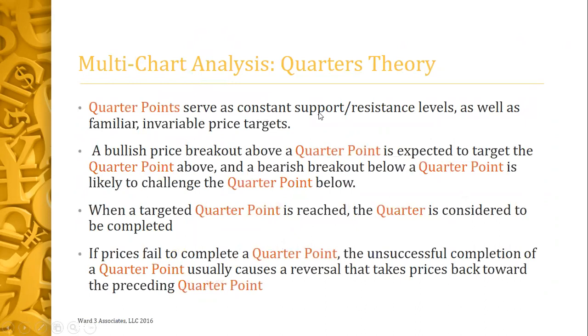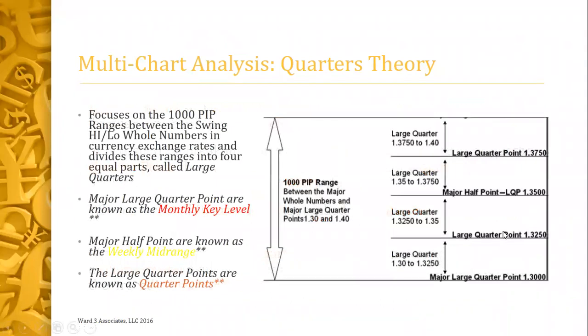Quarter points serve as constant support and resistance levels, as well as familiar and reliable price targets. A bullish price breakout above a quarter point is expected to target the next quarter point above. And on the flip side, a bearish breakout below a quarter point is likely to challenge the quarter point below. So let's back that up. These are your quarter points right here, right? So what this is saying is if price breaks above this price right here, the next support or the next ceiling is going to be this halfway mark.